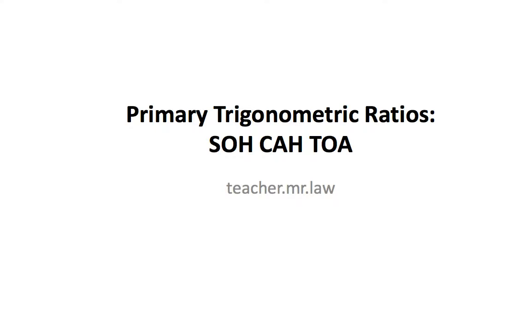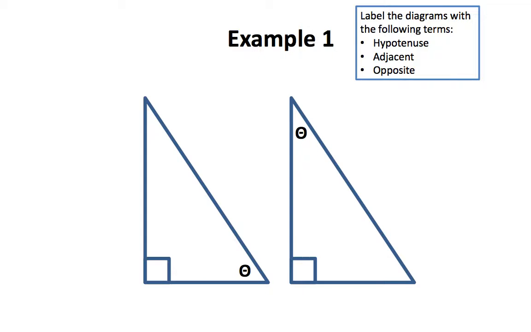In today's lesson, we'll be learning about the primary trigonometric ratios, also known as SOH CAH TOA. In our first example, we want to label the diagrams with the following terms: hypotenuse, adjacent, opposite. The hypotenuse refers to the longest side of a right triangle, while adjacent and opposite are relative terms. The black symbol that you see is called theta. It is commonly used to represent an angle.